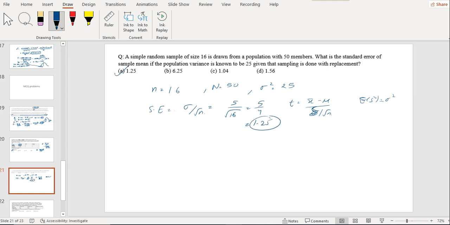So what is the value of the standard error? 1.25 only. What is the standard error? Standard error is the standard deviation of the sampling distribution of the statistic. So hence the answer is 1.25.